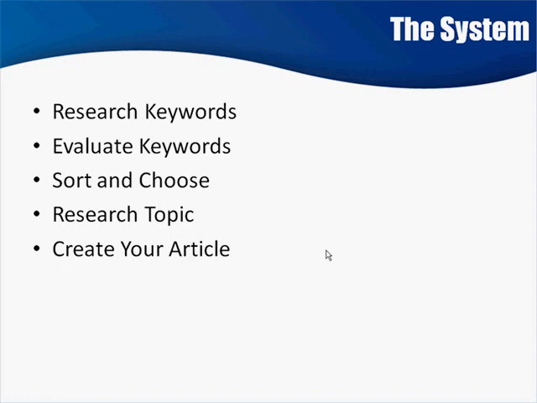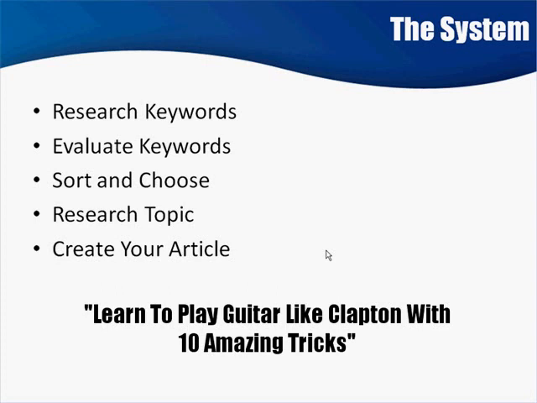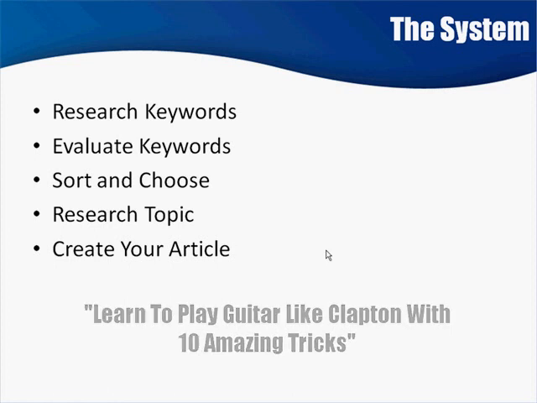You would want to do something that has some appeal, something that tells a story and hits home. You might do something like, learn to play guitar like Clapton with 10 amazing tricks. Okay, so we've got a lot of elements in there, and I know it seems like a long title, right? But you've got plenty of space on Google. So you have to take advantage of that. Appeal to them. Learn to play guitar like Clapton with 10 amazing tricks. That says a lot more than learn to play guitar.